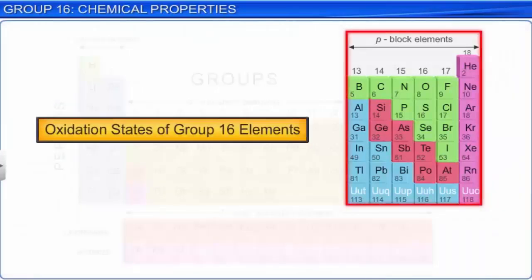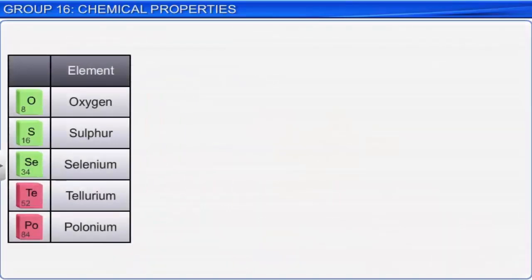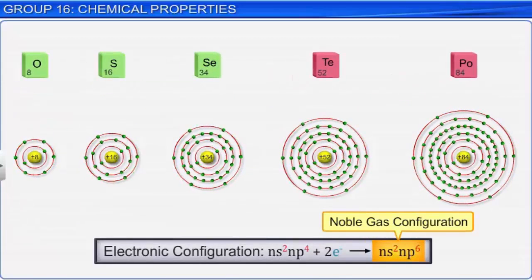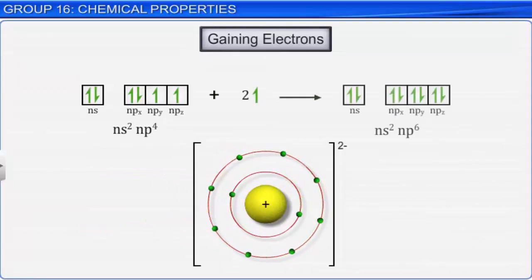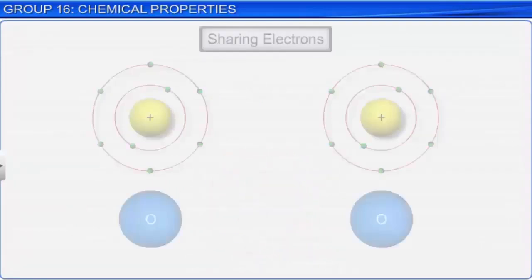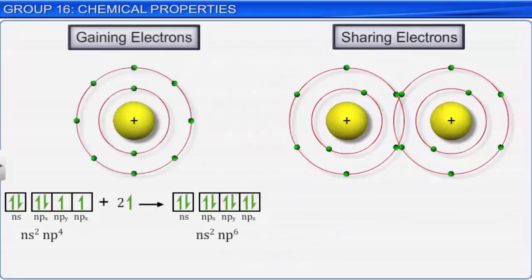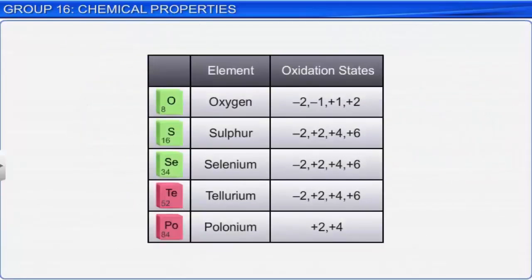First, let's take a look at the oxidation states of the elements of group 16. As all the elements of this group have a configuration of ns2np4 in their valence shell, they may attain noble gas configuration either by gaining 2 electrons, forming M2- ions, or by sharing 2 electrons, thus forming 2 covalent bonds. Hence, these elements show both negative and positive oxidation states. The table here gives details of the different oxidation states shown by these elements.